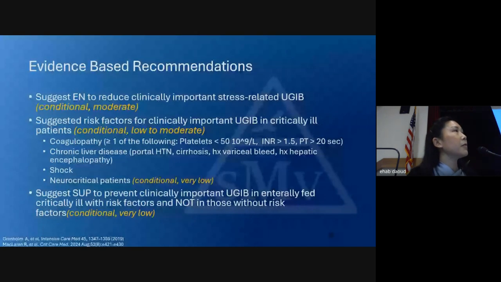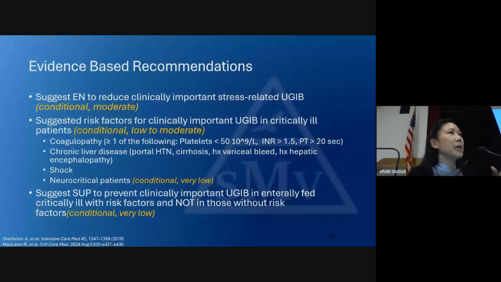The next set of recommendations is that they identified risk factors for clinically important bleeding. And these risk factors, if your patient has these, they do suggest that stress ulcer prophylaxis would be indicated in those patients. So those are things like coagulopathy. So if you have a low platelet count, less than 50, an elevated INR, your prothrombin time is also elevated or extended as well. Things like chronic liver disease, so that includes a history of cirrhosis, portal hypertension, hepatic encephalopathy. Those patients who have shock or who are admitted with shock.